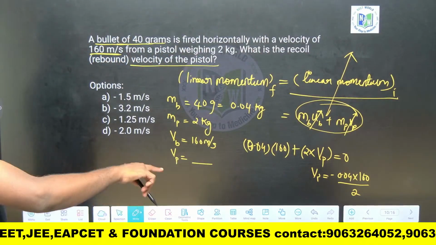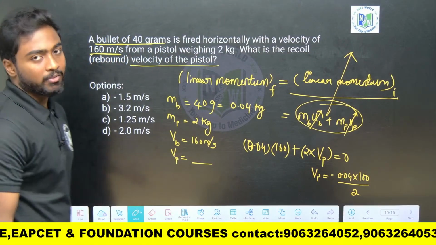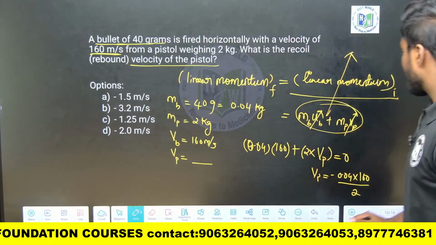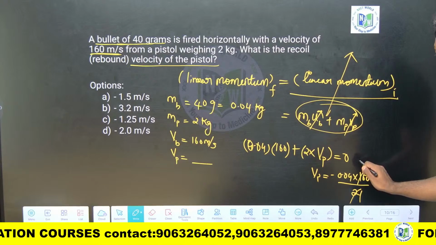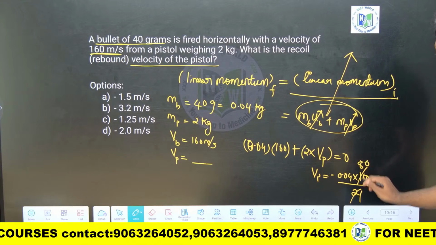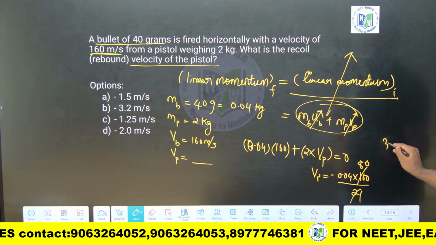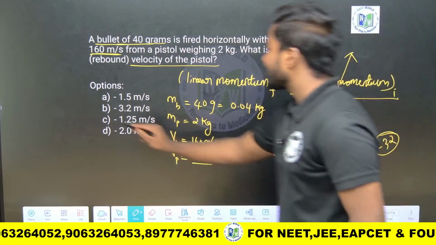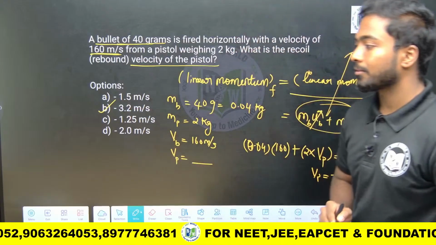So if you solve that equation, guys, you will get the answer. It's a simple thing, guys. Once this is 80, this one will be 3.2, but in minus. So minus 3.2 is the answer, guys. Minus 3.2 is the answer.